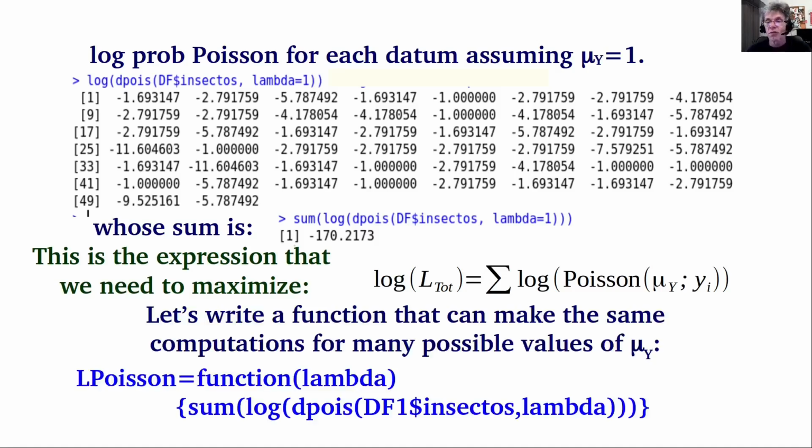So what we are going to do is to write a function in R that can make the same computation for many different possible values of lambda, the parameter of the Poisson distribution. This is the function that takes an argument lambda, the value of the parameter of the Poisson distribution, and is valid for this data set that we have, for this variable that are the counts in this data set.